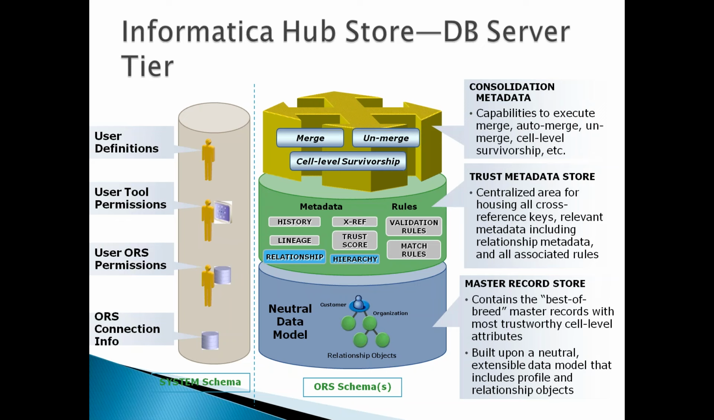So this system schema maintains information like the ORS connection information, the user ORS permission, which user has access to which ORS, and the tools permission. We saw the different tools, like the data steward tool, the admin tool, the HM tool. Whichever tools we have given access to, that tool information is maintained in the system schema.